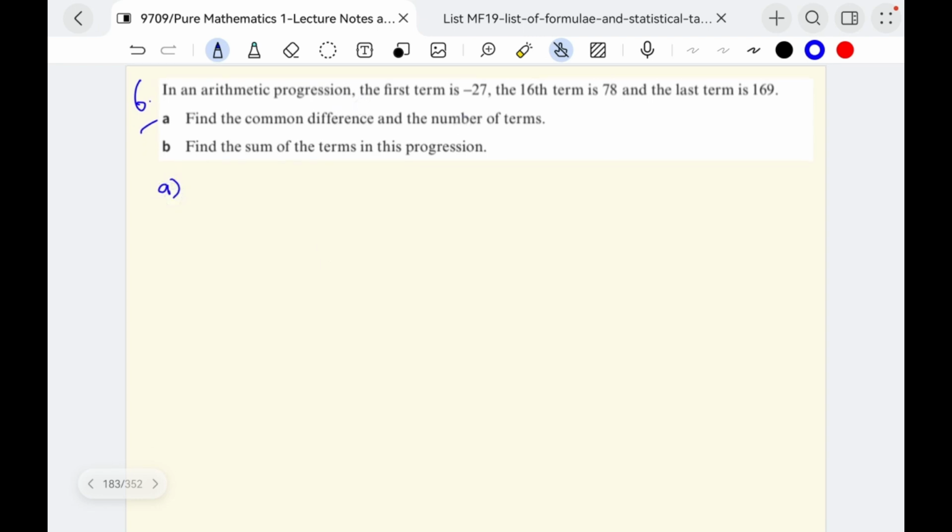Okay, write out all the information that is given. A equals negative 27, T16 is equal to 78. By applying the formula of the AP, we have to bracket AP. Just follow my way if you want. So the A is negative 27. What is the n minus 1? 16 minus 1 times the common difference, to be found.